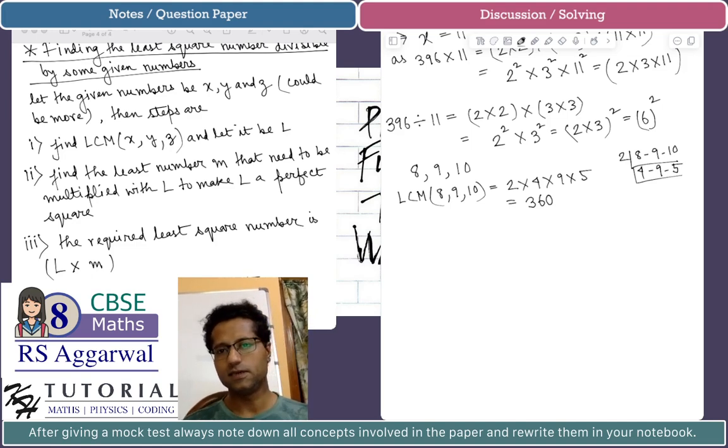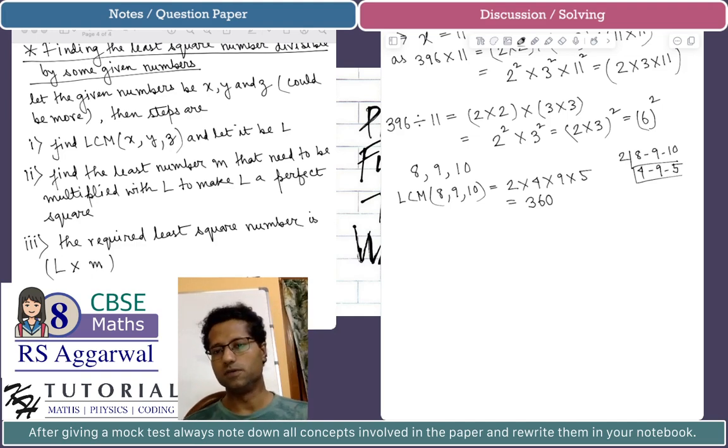Now 360 is the smallest number that is divisible by 8, 9, 10, as LCM stands for least common multiple, which is the smallest number that is divisible by 8, 9 and 10, which is 360. Now the question is, we have to find the least number which is also a perfect square.